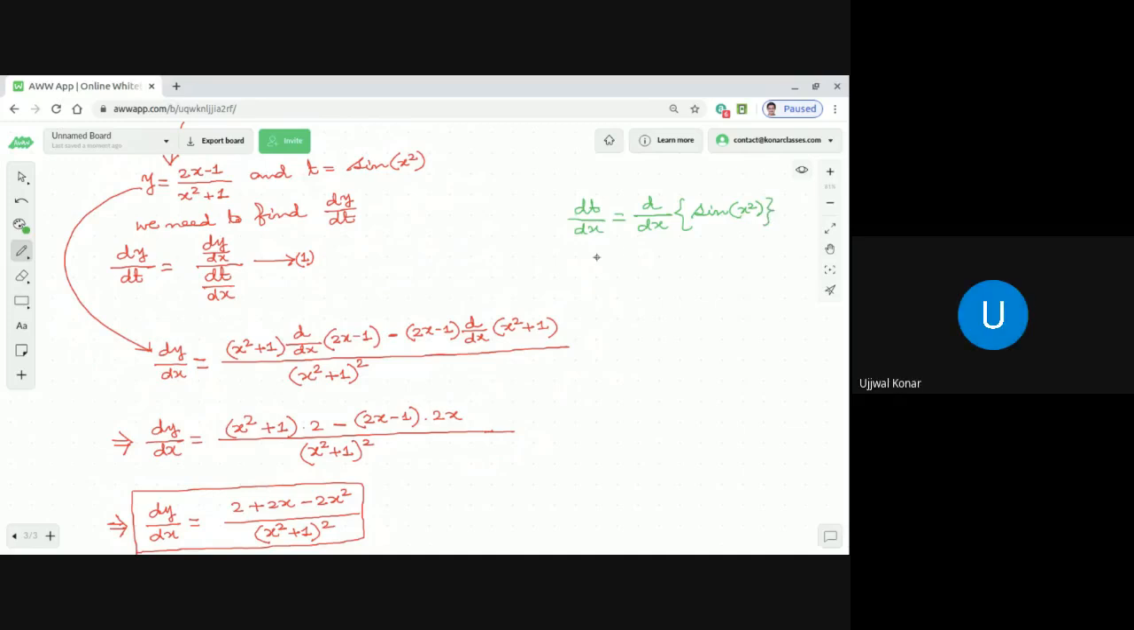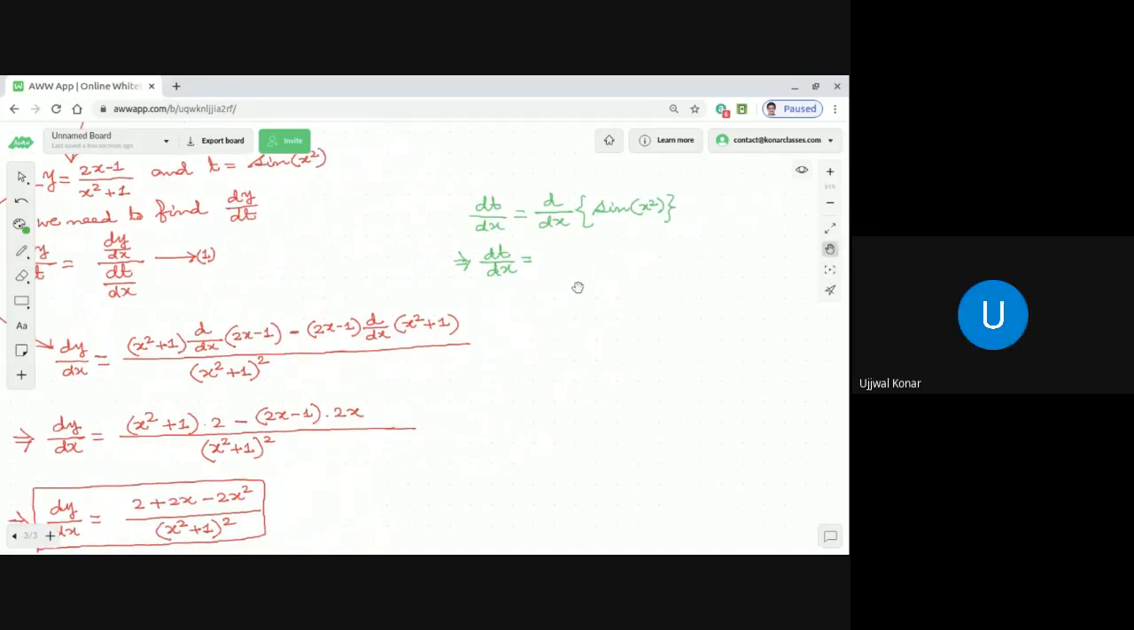So this implies dt/dx is equal to, again, I'm not going to encircle all this now because we are a little bit matured now, right? So what you can do, d/dx of sin x square. What is d/dx of sin? It is cos. Cos of x square into d/dx of x square, correct or not?